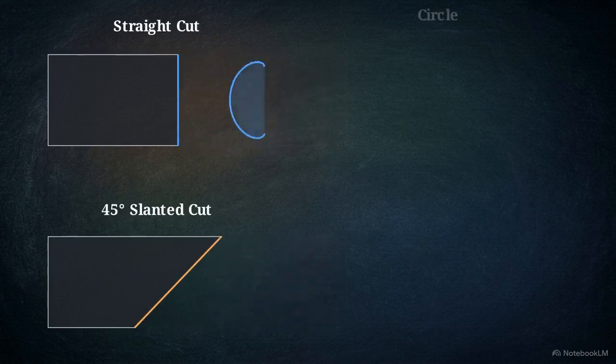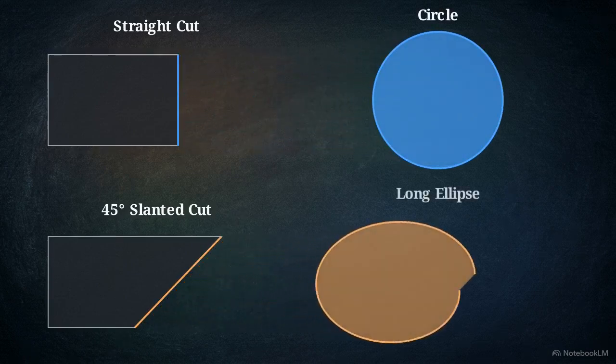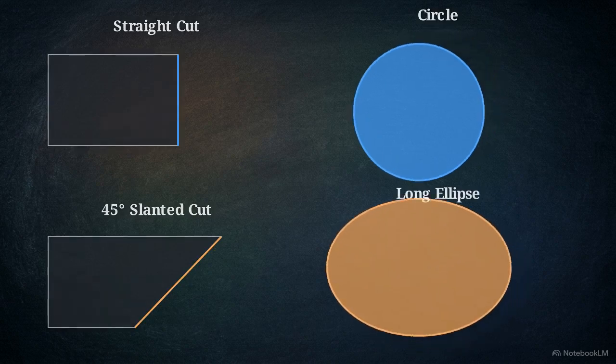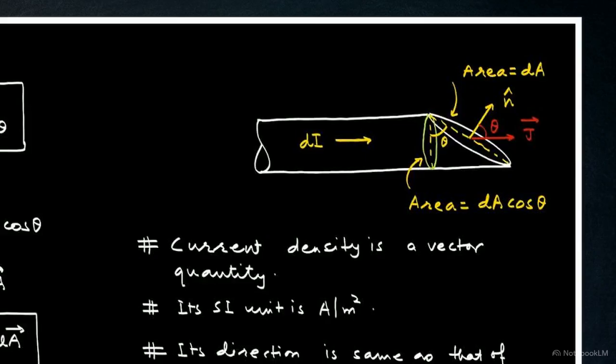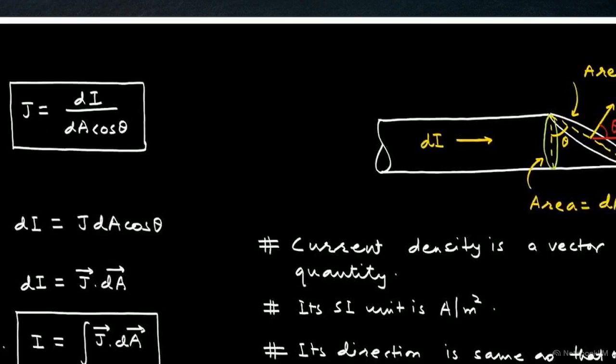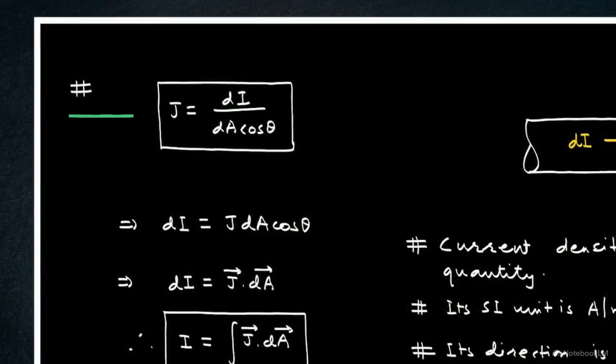A straight cut gives us a circle, but a 45-degree slice produces a long ellipse. The slanted slice's physical surface area is significantly larger. This diagram illustrates the slanted geometry's physics. Notice the critical misalignment. Our normal vector, n hat, points up and away at an angle theta from the horizontal current density, vector J. To find the effective perpendicular area, we project that slanted area using trigonometry, giving dA cosine theta. That expanded area goes directly into our modified density equation, dividing the microscopic current by dA cosine theta.